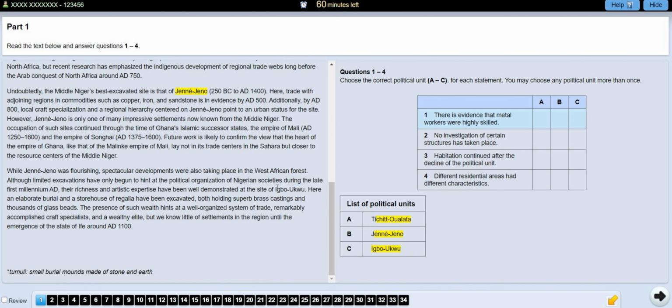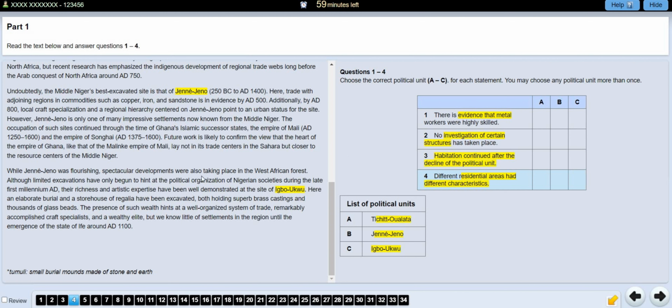Okay. Since this is a smaller one, we'll try to find out whatever we can. There is evidence that the metal workers were highly skilled, and no investigation of certain structures had taken place. Habitation continued after the decline of the political unit, so the political unit declined, but habitation continued on. Different residential areas have different characteristics.